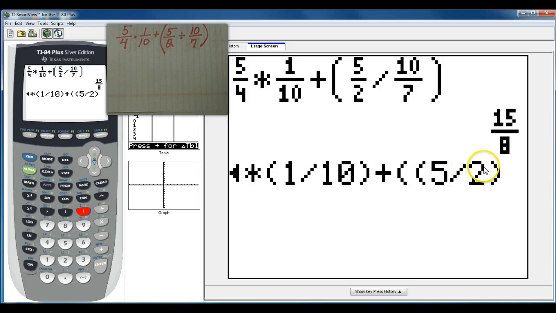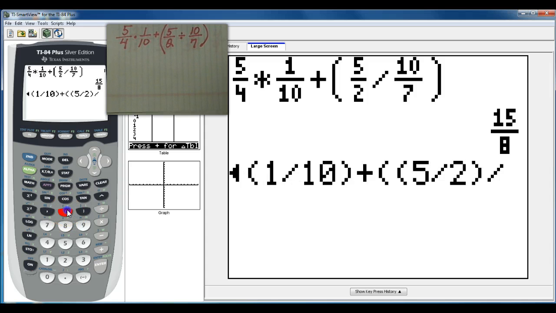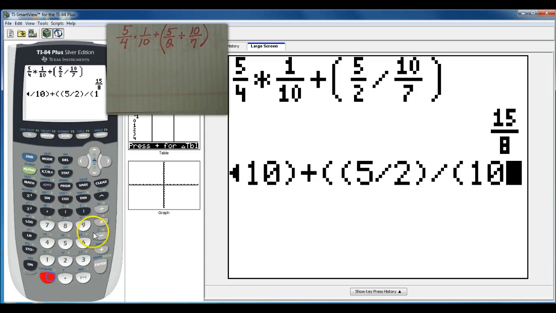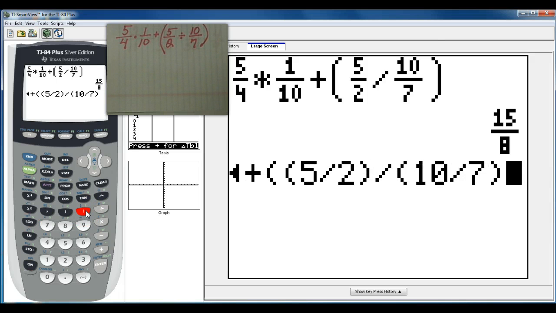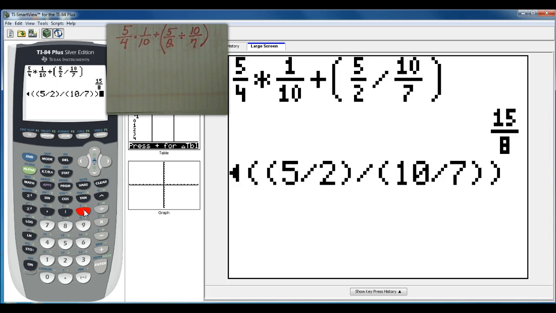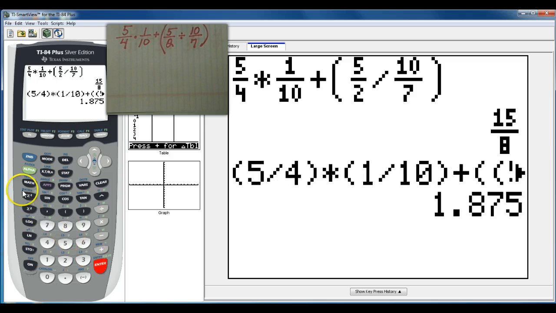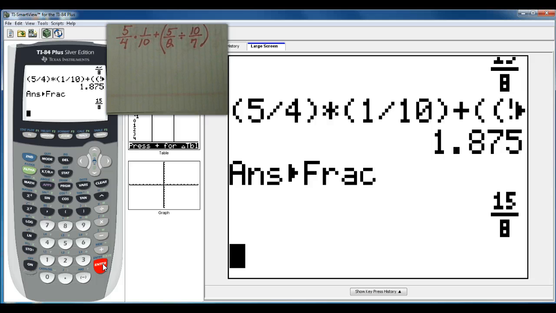I'm going to close the parenthesis for 5 over 2, then divide it by parenthesis 10 divided by 7. Close that parenthesis. Now I have to close, after the 10 over 7, close the final parenthesis. If I am missing a parenthesis, meaning that they are uneven, you will get an error. So once I hit enter, of course, I'll get a decimal, math, enter, enter, and of course I get the same answer. Sometimes I do not want to do all of that work.